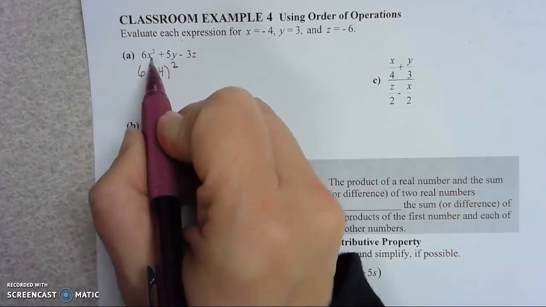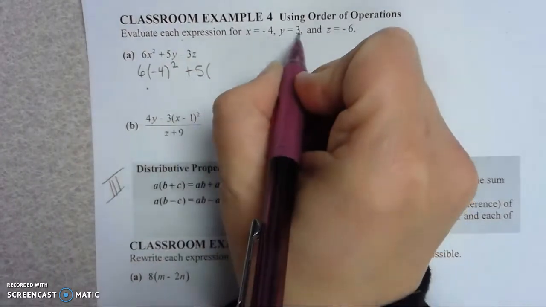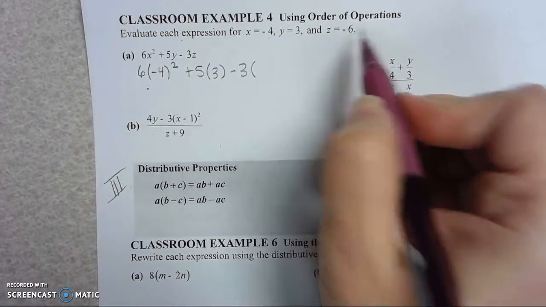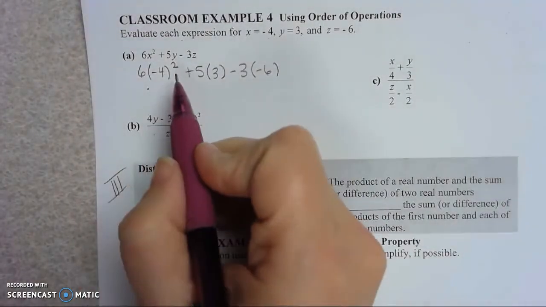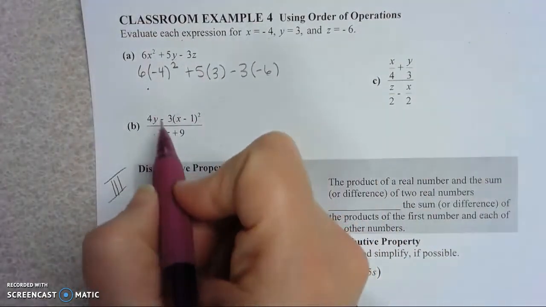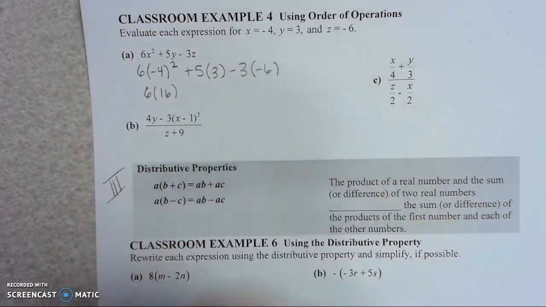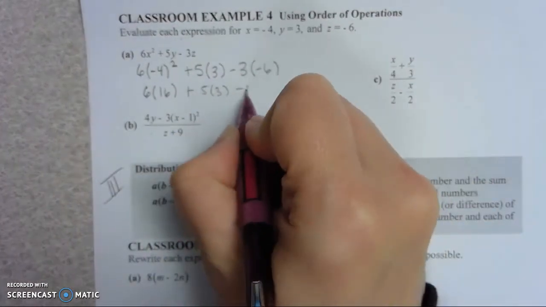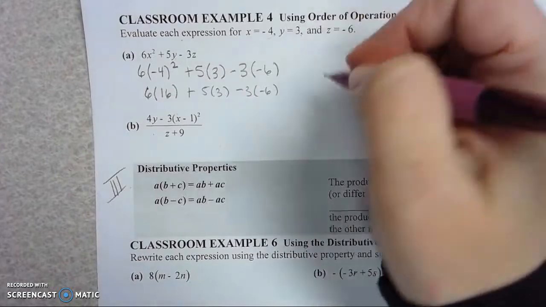So in x's place, we put negative 4. In y's place, we're going to put 3. And in z's place, we're going to put negative 6. Alright, so evaluating using order of operations, negative 4 squared would be 16. Then just bring all the other items down. Now I have 6 times 16.